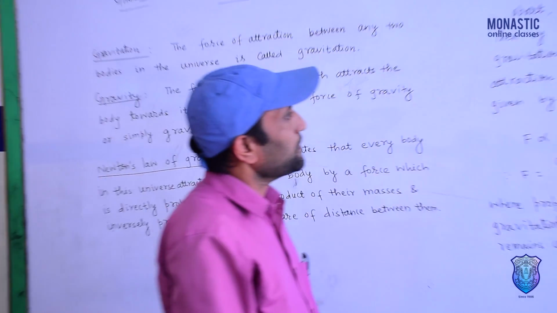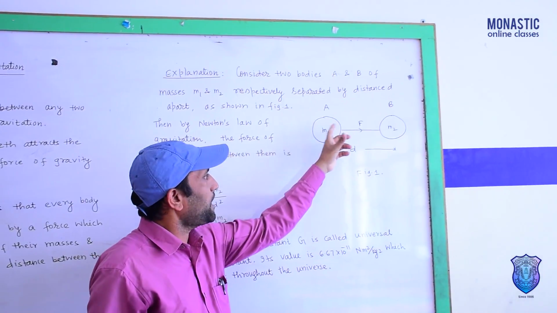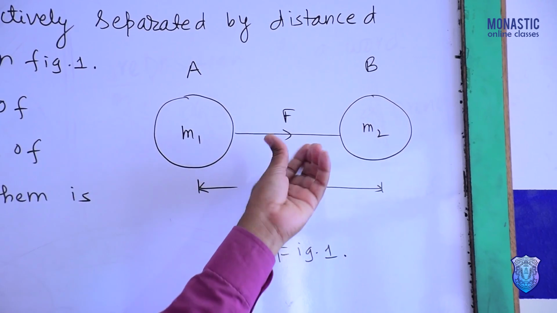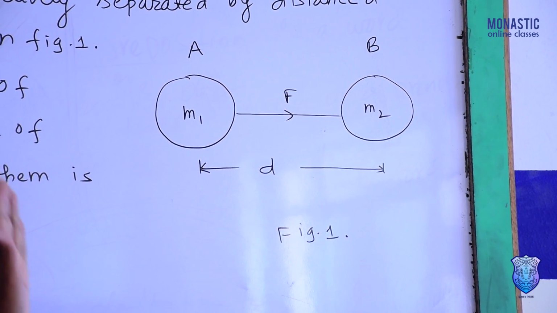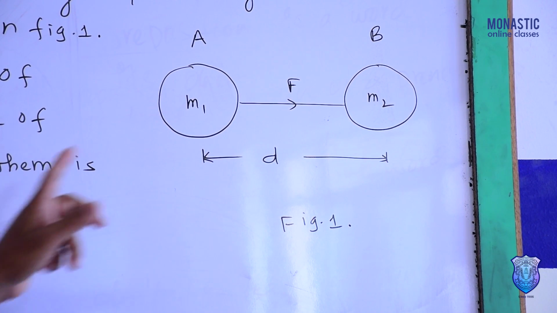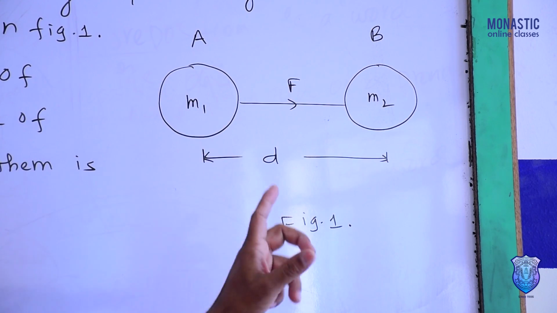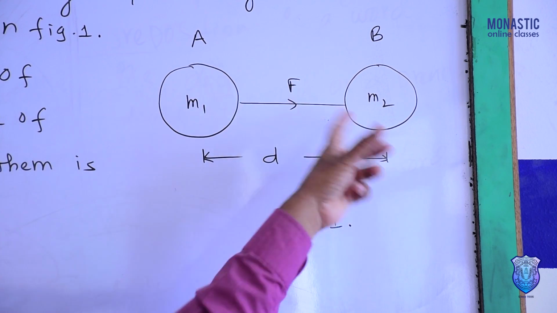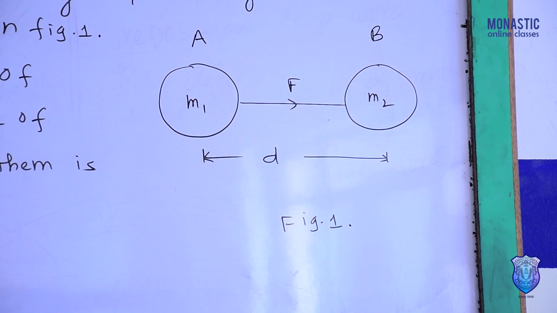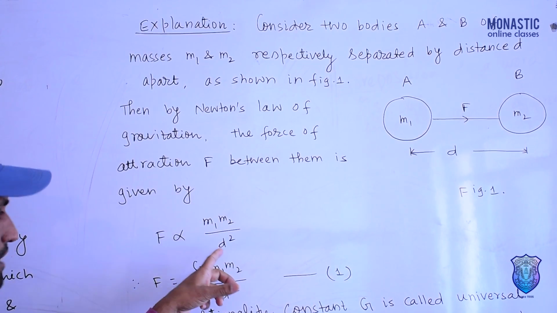Now, for the explanation of this, we consider two bodies A and B of masses M1 and M2 separated by distance d apart. According to Newton's law of gravitation, if F is the force of attraction between them, then force is directly proportional to the product of their masses, so F is proportional to M1 M2, and inversely proportional to the square of the distance between them. The distance between them is d, so d square. So by Newton's law of gravitation, F is proportional to M1 M2 by d square.